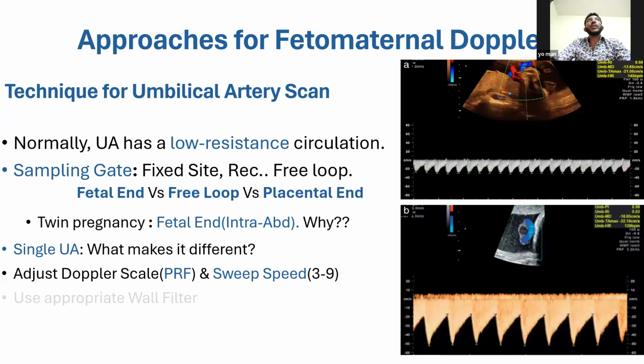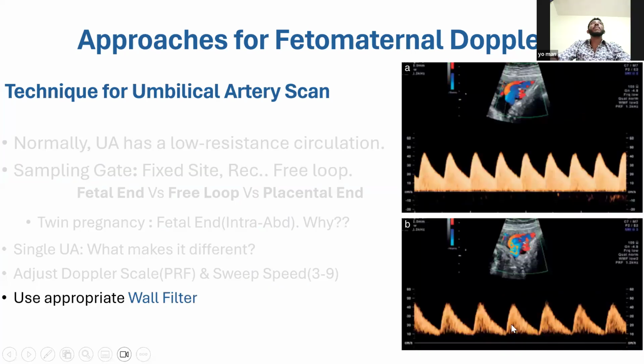So you should adjust the PRF and the sweep speed. Sweep speed means this one has a very high, large sweep speed, but in this one the sweep speed is decreased. When you increase the sweep speed, you will get a lot of waveforms, but this one is enough, and it's encountered as 75% of the screen real estate, which is recommended by ISUOG.